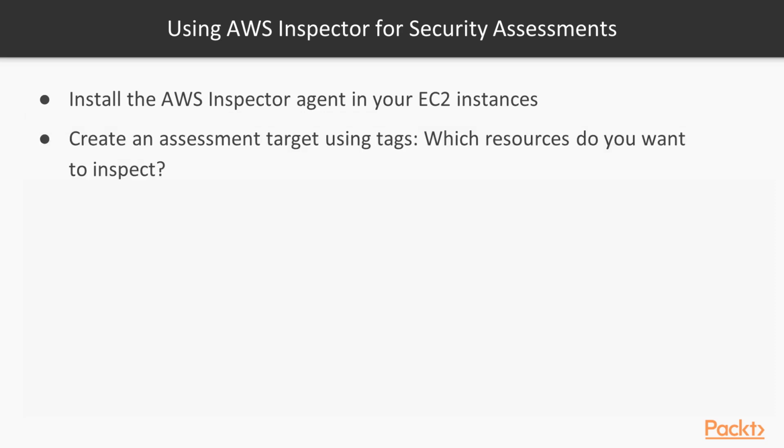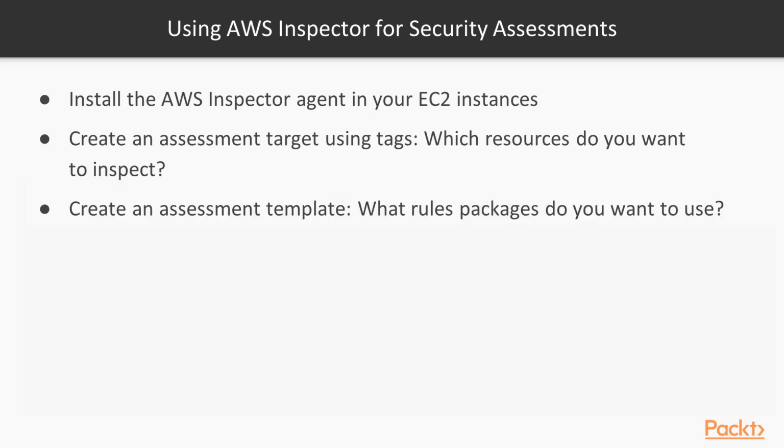Then you create an assessment target, and you do this by using tags. So your EC2 resources are tagged, and you will specify which resources you want to inspect. Then you create an assessment template that will essentially say what are the rules packages that you want to use, what are the rules that you want to test your EC2 instances against. And then you execute an assessment run.